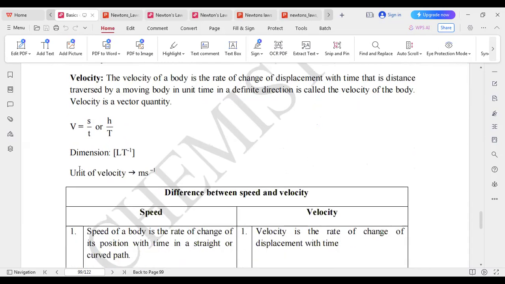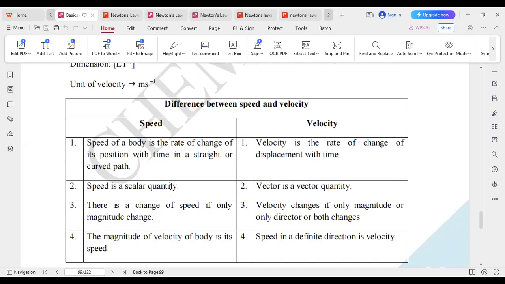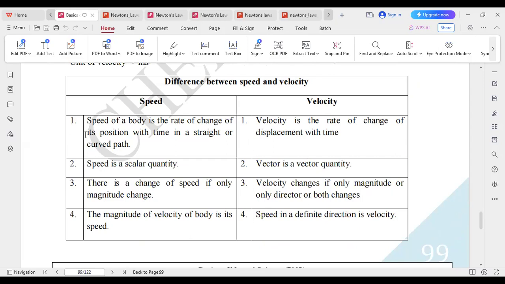Now what is velocity? The velocity of a body is the rate of change of displacement with time, that is, the distance traversed by a moving body in unit time in a definite direction is called the velocity of the body. So velocity is a vector quantity. v equals what? Displacement by time. The dimension will be L per T. Remember that dimensions are always expressed with capital letters and units with small letters. The unit will be meter per second. This is the difference between speed and velocity. Okay, you must know.